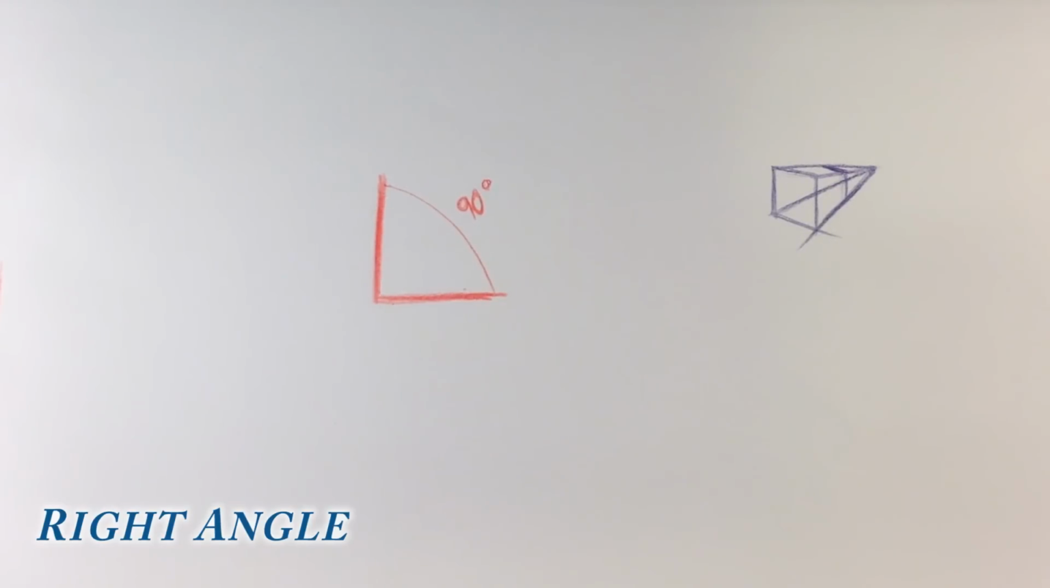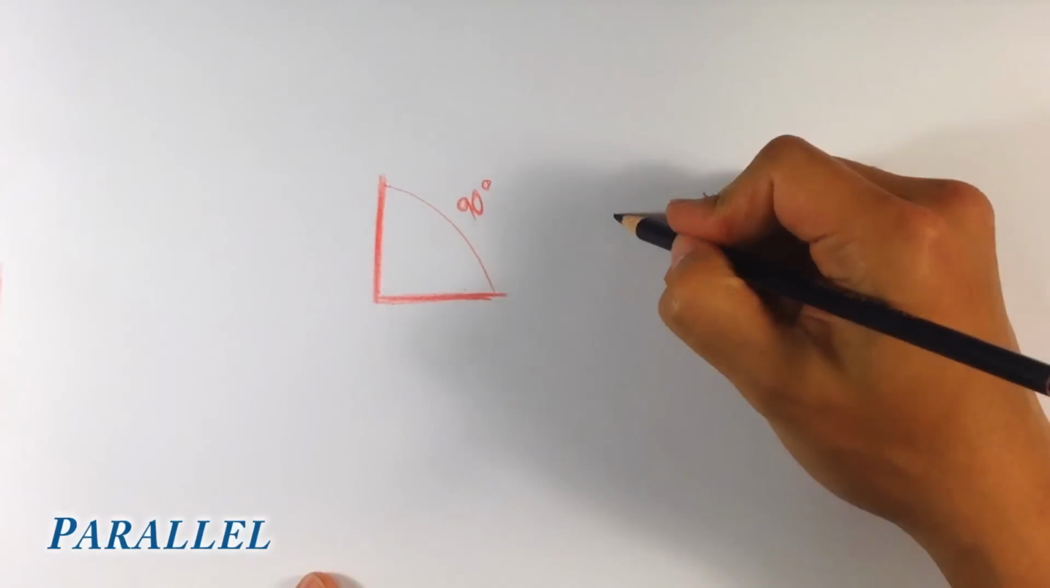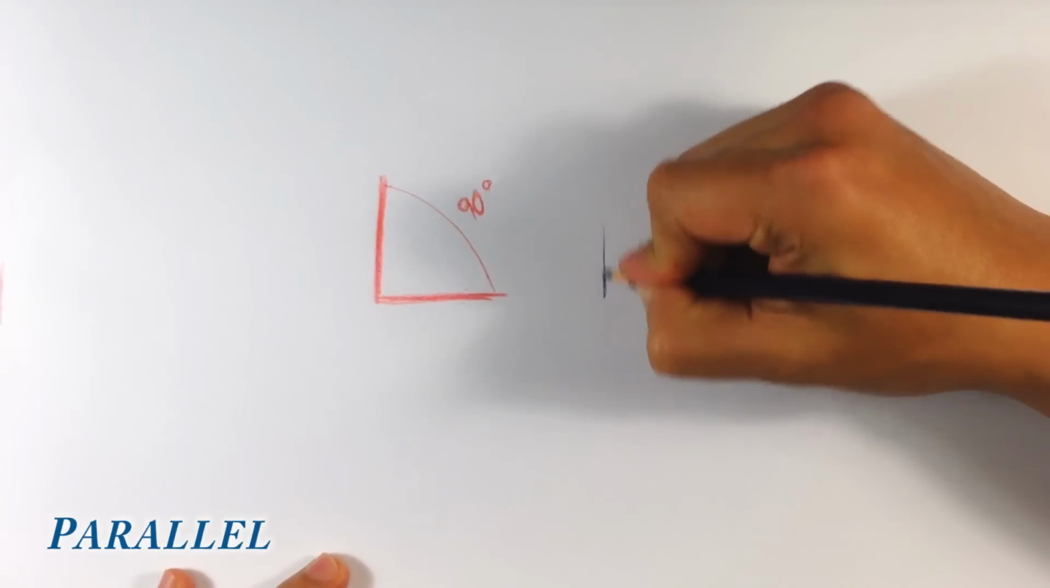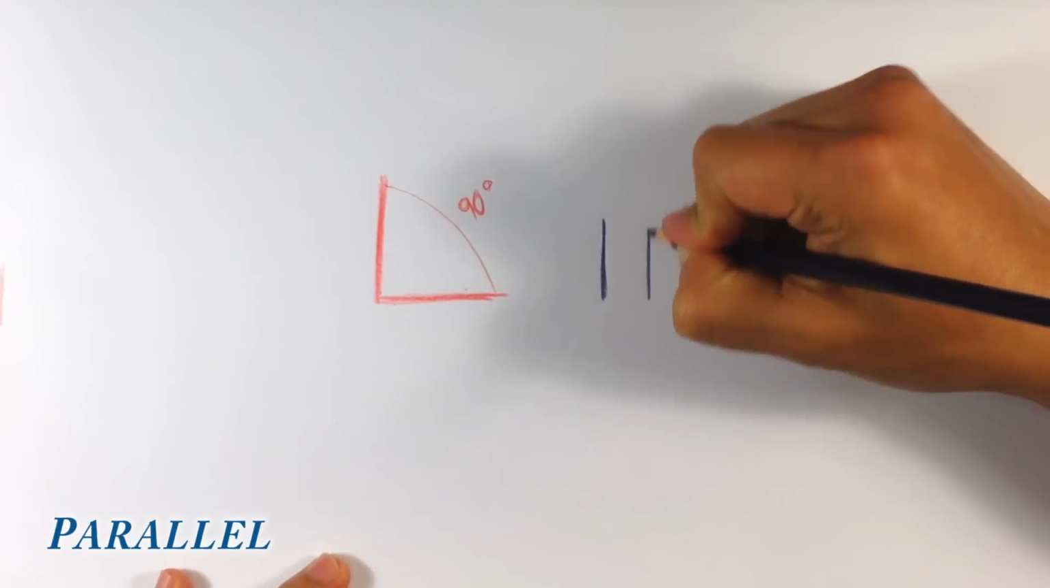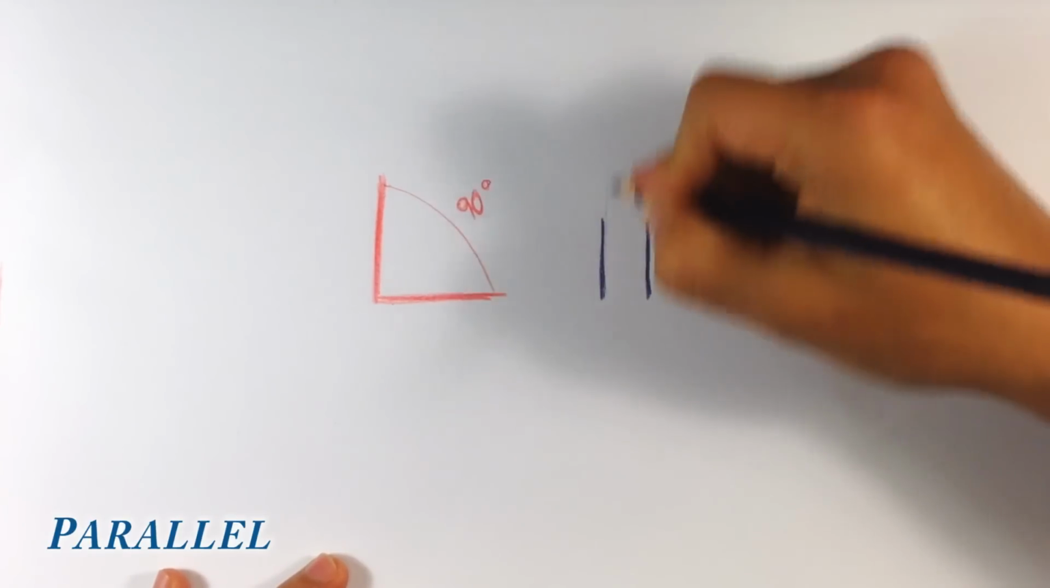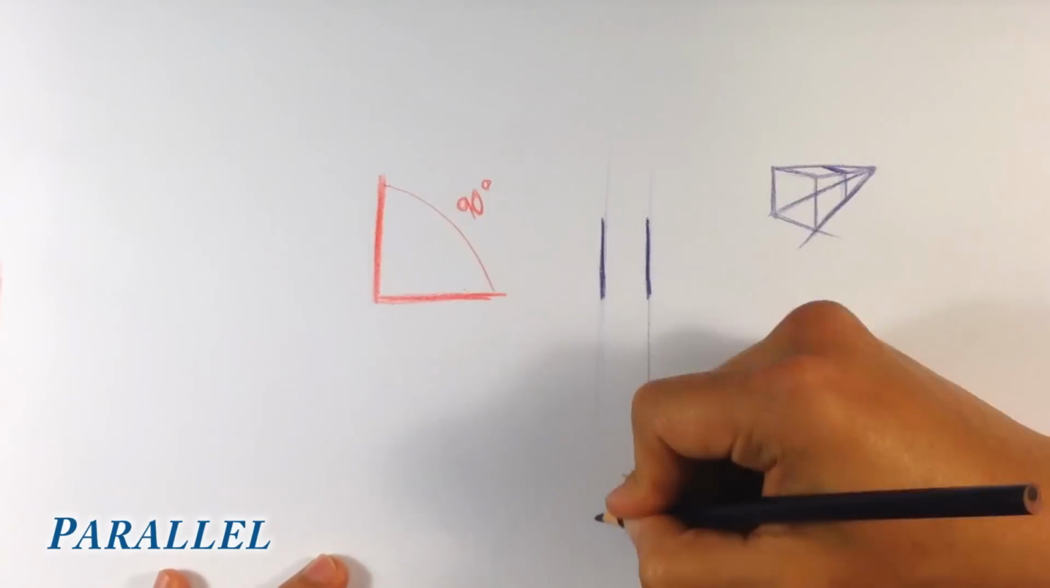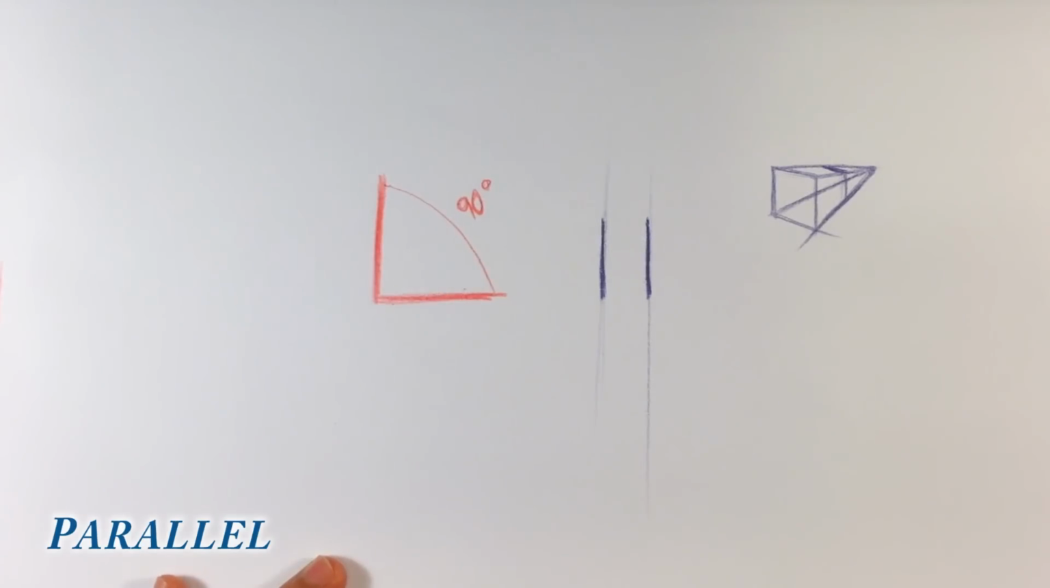Just remember these things because they do come in useful. Right angle. Then there's parallel. Parallel lines, meaning like an equal sign, they're just going to go on forever. They'll never touch at all.